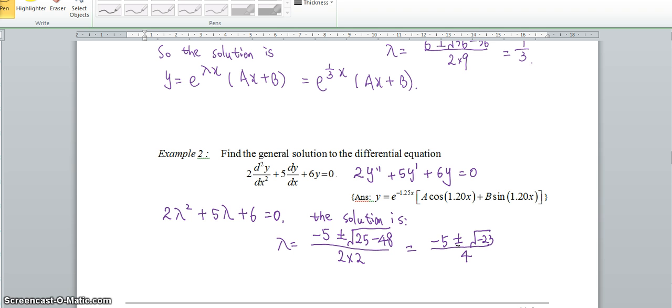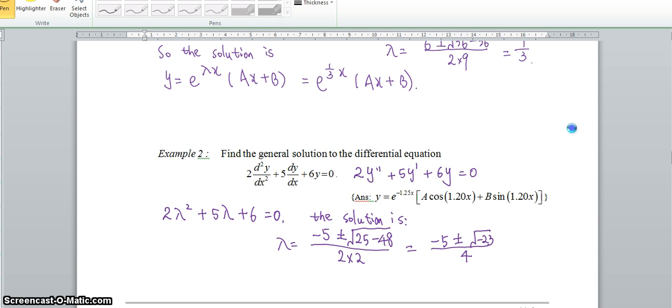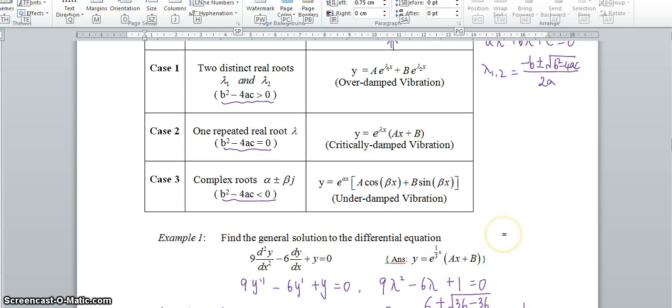So this corresponds to which case? Let's go back to the table for a second. Well, apparently we're dealing with case 3 when b squared minus 4ac is less than 0, because we get negative 23. Okay, so now in this case, we have to write down the value of lambda in this form, alpha plus or minus beta j.